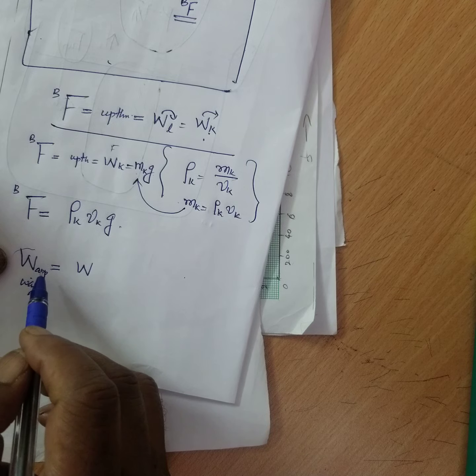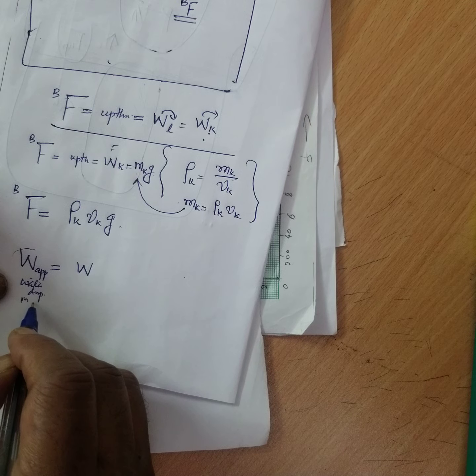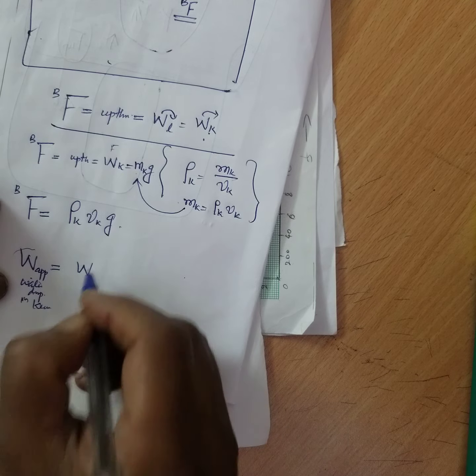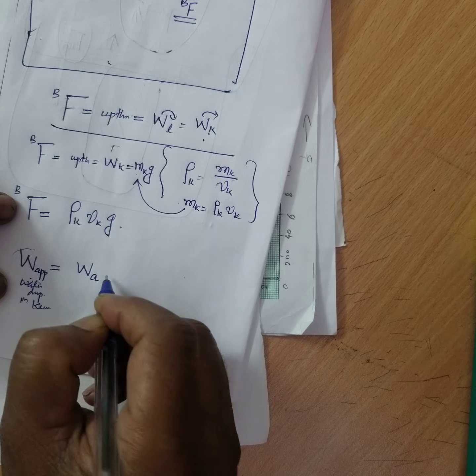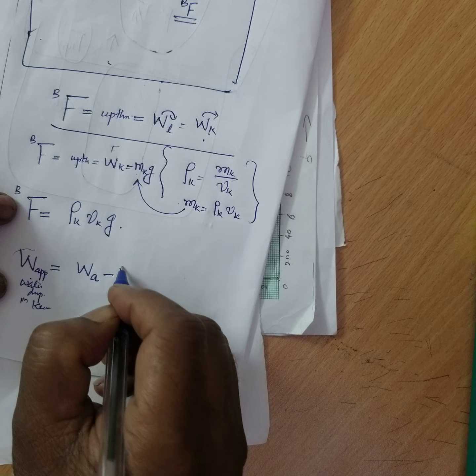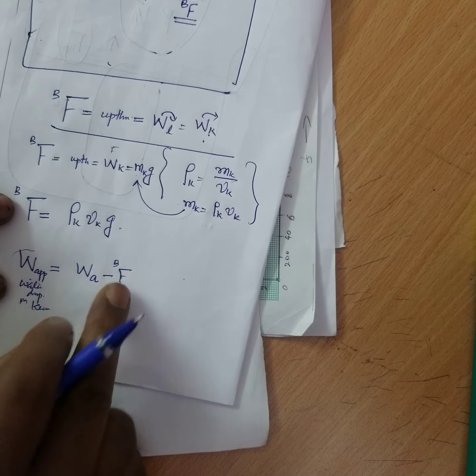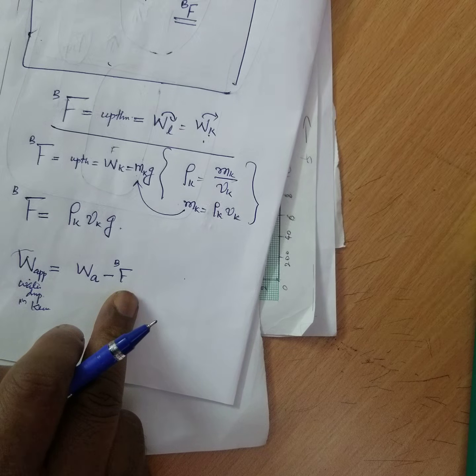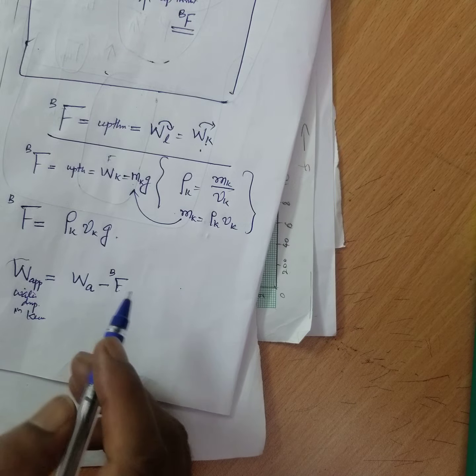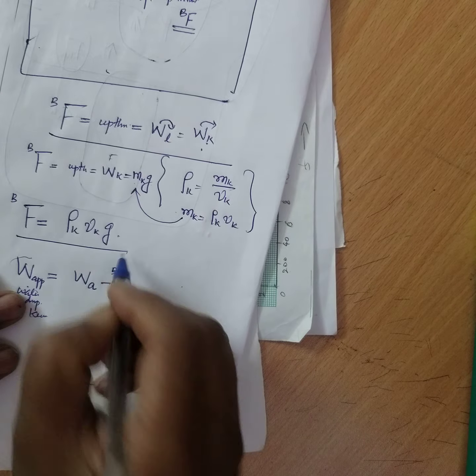Apparent weight of the water drop in kerosene. Weight of a water drop in air, and what is this? Buoyant force, upthrust, loss of weight. Understood? What is loss of weight? Upthrust. But upthrust you have calculated here.